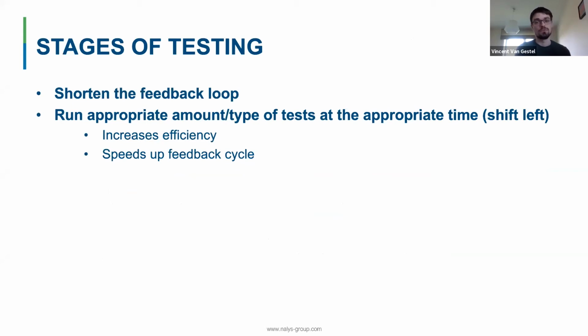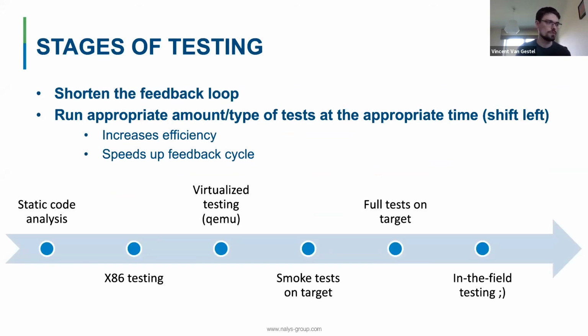Our main goals are to shorten the feedback loop to developers so that they get valuable feedback fast. And another element that we're trying to solve is to run an appropriate amount and type of tests at the appropriate time, so we alleviate our need for real physical setups. This will increase efficiency over time by quite a lot. This phenomenon is called shift left testing, where we try to catch as many bugs as possible as early as possible. So let's draw on this arrow a few different stages that we can identify.